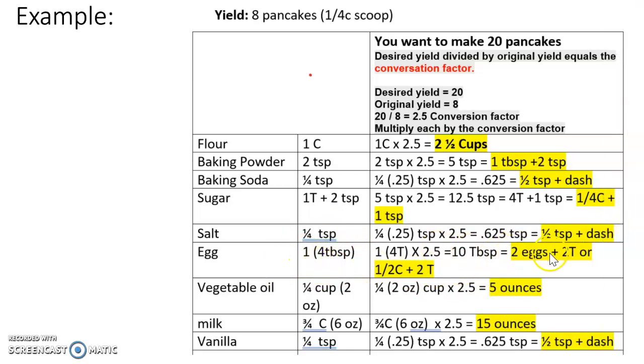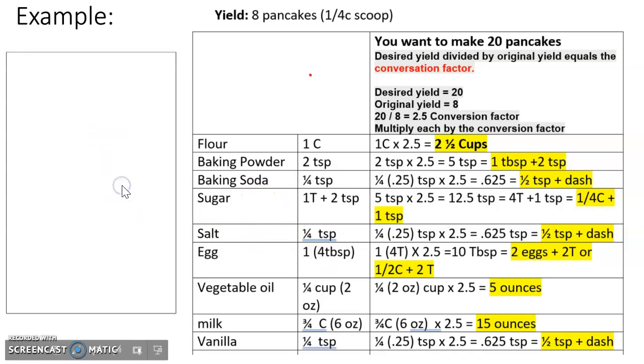So that's why we see this. It's 2 eggs and 2 tablespoons, or if you're using a liquid egg mixture, you would use a half cup plus 2 tablespoons. Vegetable oil. Liquid ingredients, remember, we can convert to ounces, so that's pretty simple. We got 2 ounces times 2.5 equals 5 ounces. You just find the 5 ounce mark on your cup, and that's where you go. So that is the big example.